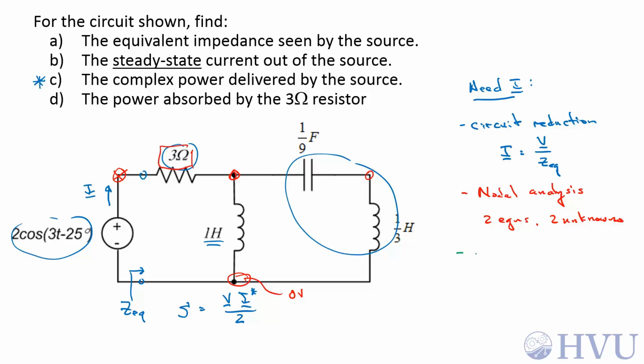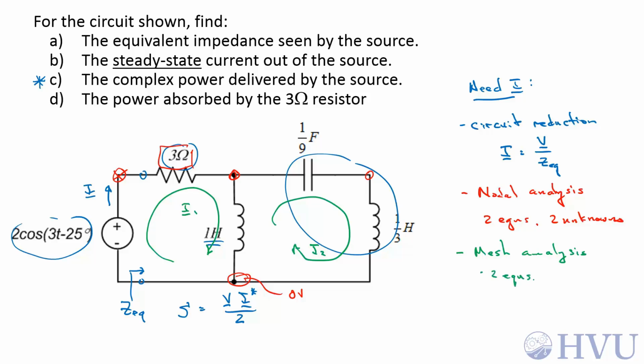I could also use mesh analysis. If I did that, I'd have 2 mesh loops. This would be, say, mesh current I1. This would be mesh current I2. So I still have 2 equations, 2 unknowns. This current I would just be the same as I1, so I wouldn't have to solve another equation in order to get the current after I'm done. It'd be a little bit easier, but I think circuit reduction is probably going to be my easiest approach.